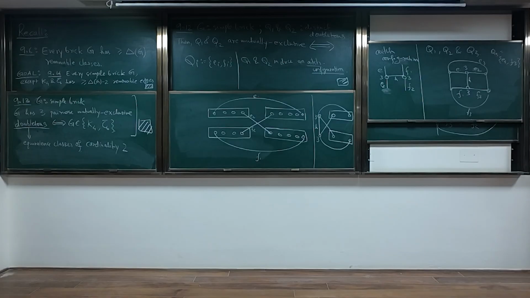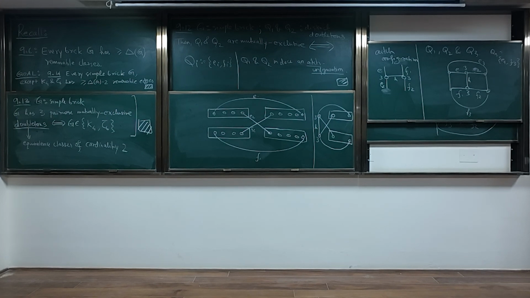Alright, so that's that. What we have done is we have proved the existence of a removable edge in a brick, except K4 and prism. Simple is of course not a big deal, because if you have a multiple edge, it is a removable edge, so that's fine. Good.